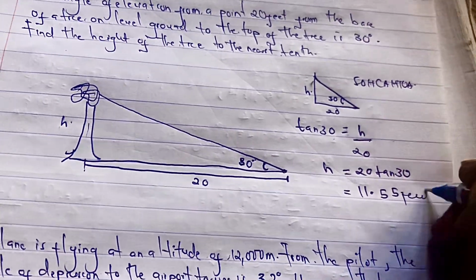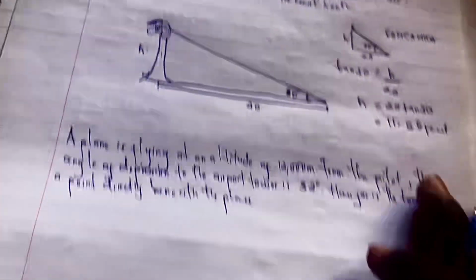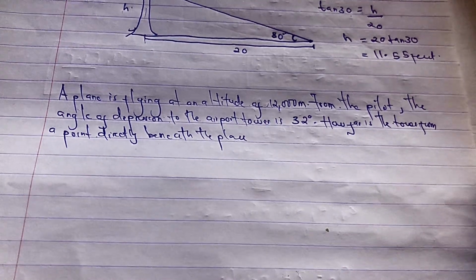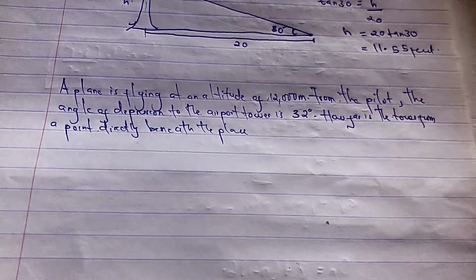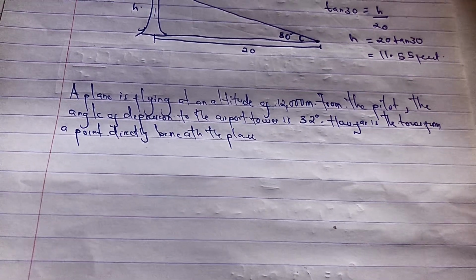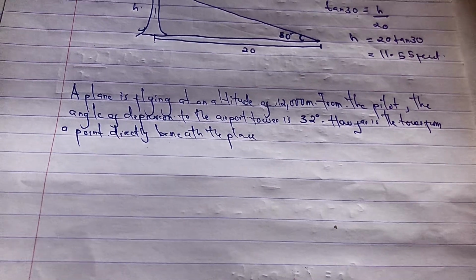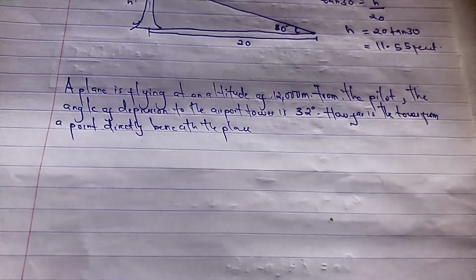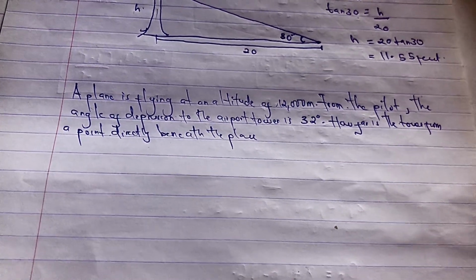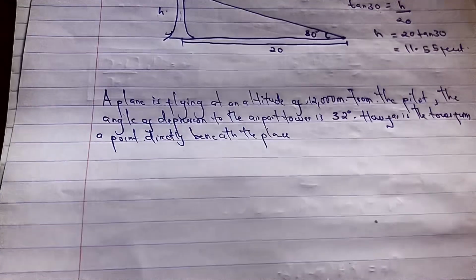Feet. Let's try another example here. They are saying a plane is flying at an altitude of 12,000 meters. And they are saying from the pilot, the angle of depression to the airport tower is 32 degrees. Then they are saying how far is the tower from the point directly beneath the airplane.